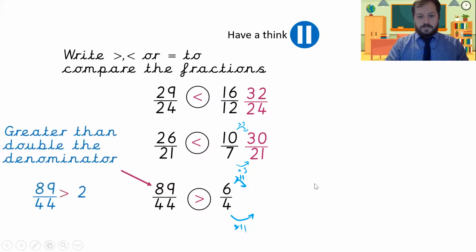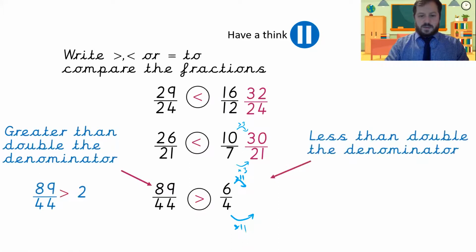So, there is another way of knowing this. The way of knowing this without having to do the equivalent fraction is 89 divided by 44 is larger than 2. We can fit two 44s into 89, but we can't fit two 4s into 6. So that implies that this must be larger. Just another easy way to do it, but I understand that might confuse people.